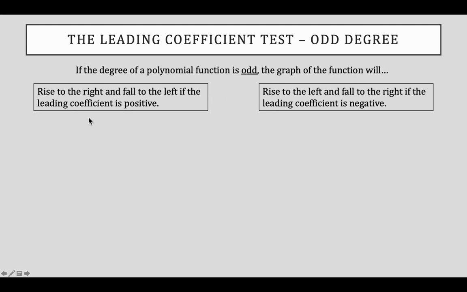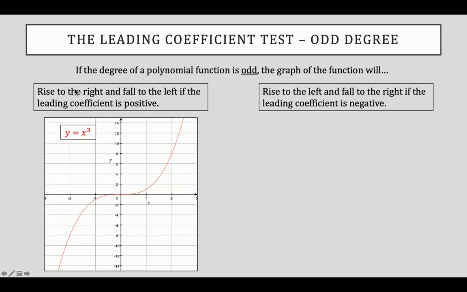So here are a couple simple polynomials to think about to remember these rules. Here we have the graph of y equals x cubed. Notice this is a third degree polynomial. 3 is an odd number, and the leading coefficient is positive. This graph rises to the right, and it falls to the left. The same end behavior will be true for any odd degree polynomial that has a positive leading coefficient.